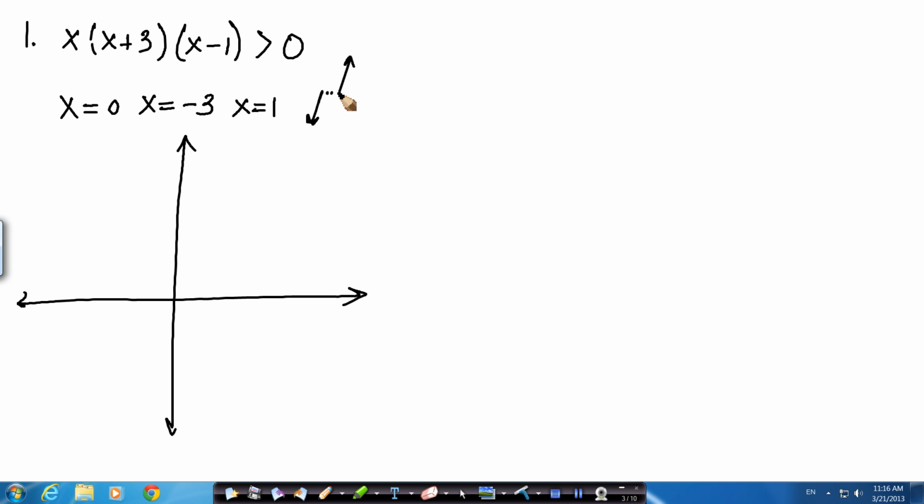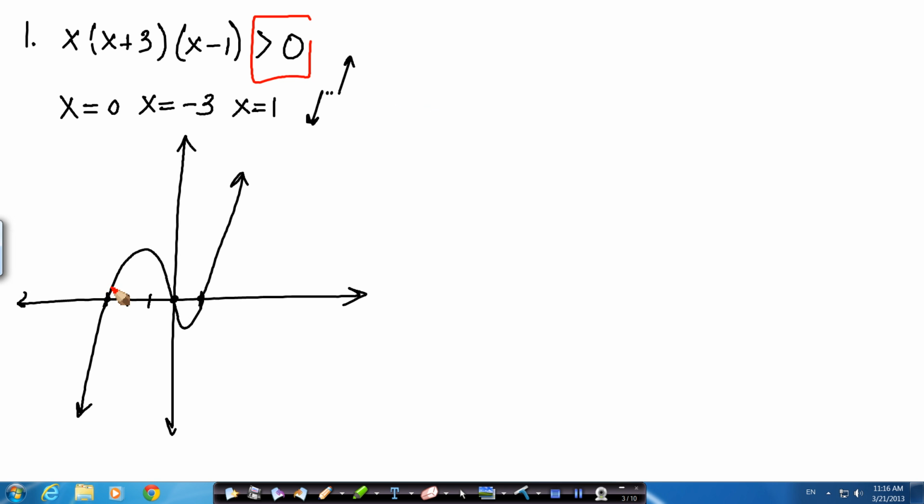All right. I know that there's an intercept at 0, one at negative 3, and one at 1. So I know it's going to look something like this, and I know it's going to go up and down like this, right? So now the question asks, when is this function greater than 0?